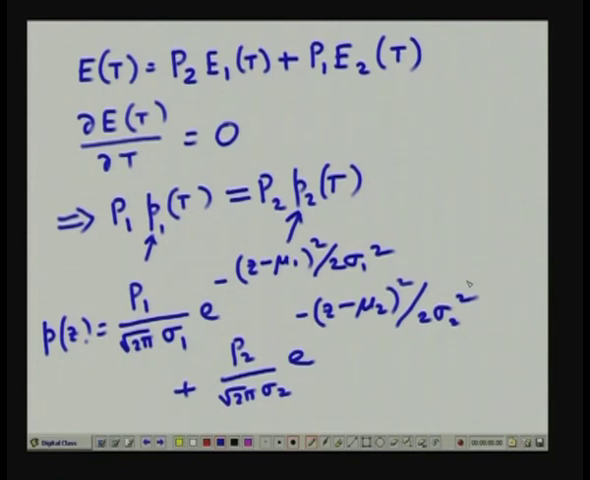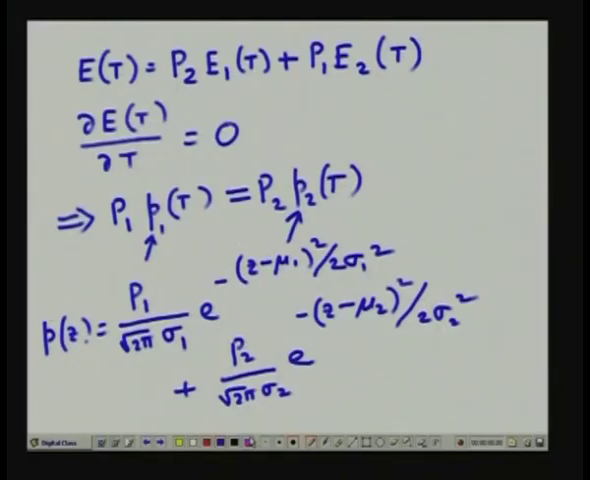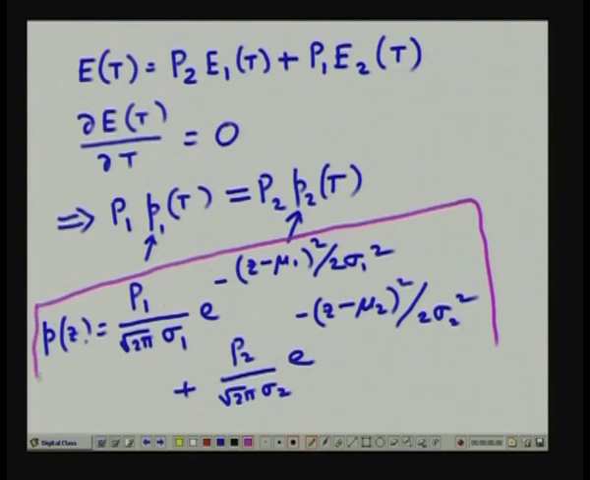Sigma 1 and sigma 2 are the standard deviations of the intensity values in the background region and the intensity values in the object region. So, by assuming this Gaussian probability density function, we get the overall probability density function as given by this expression.